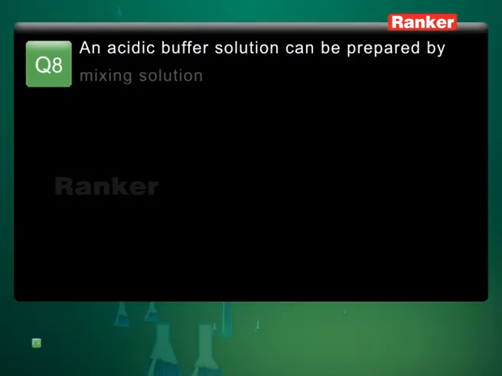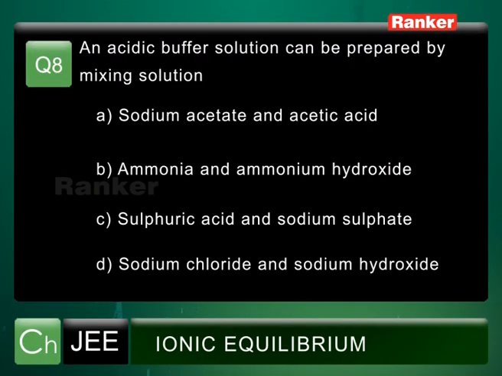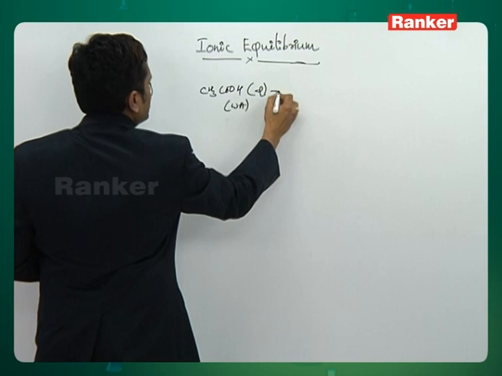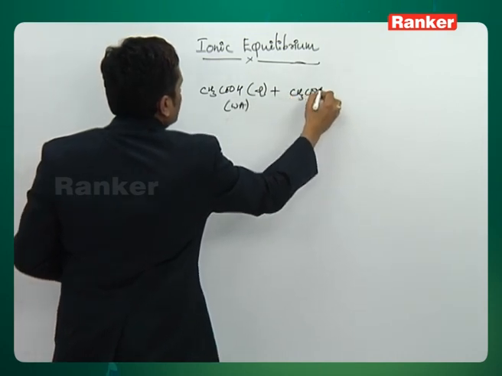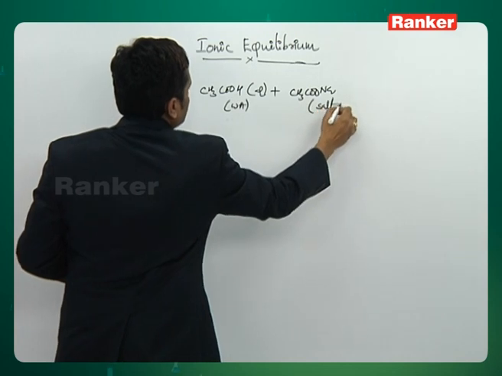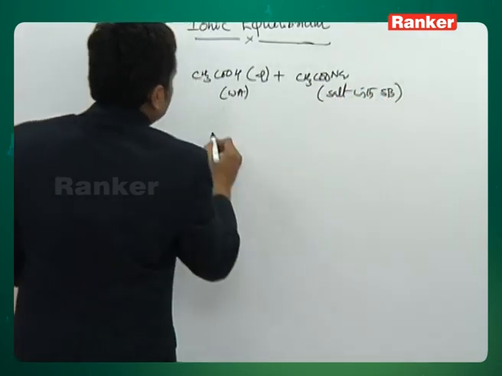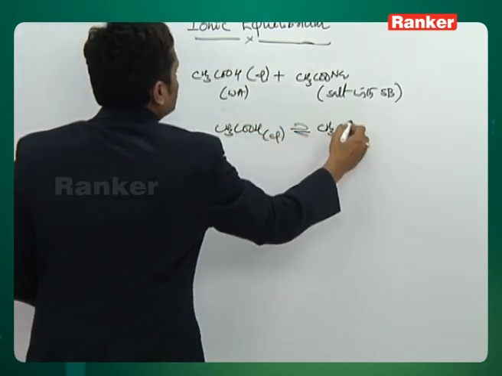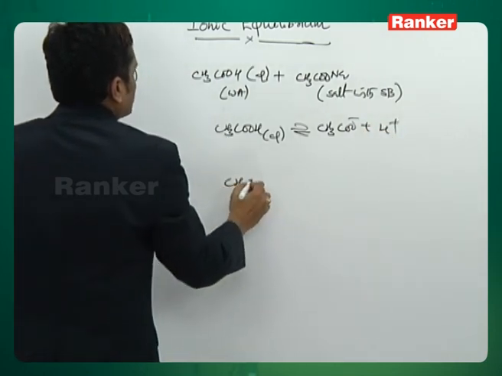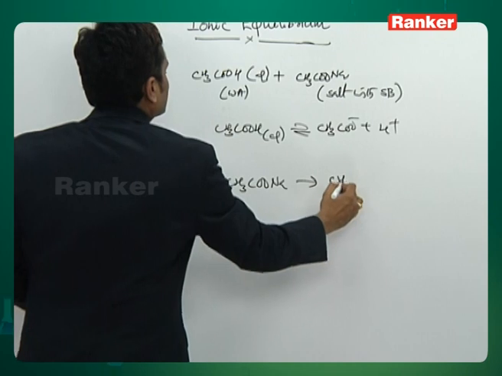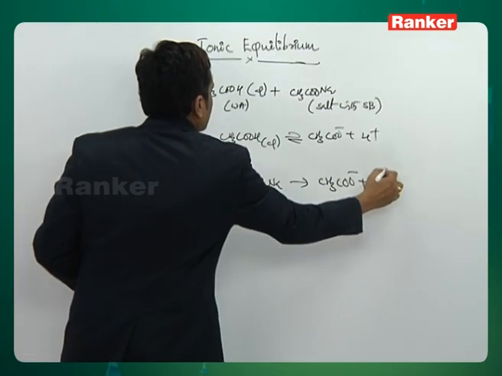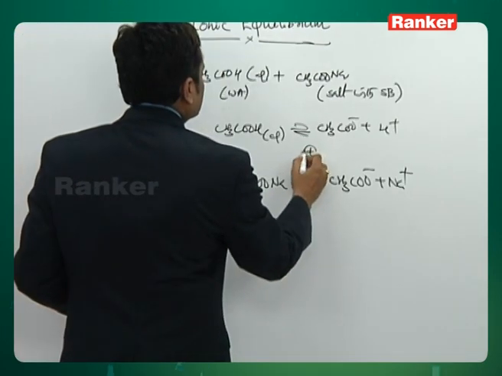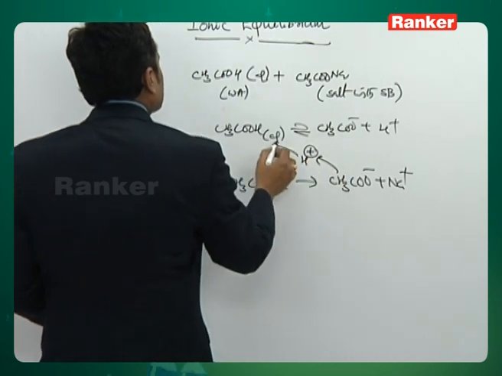An acidic buffer solution can be prepared by mixing the aqueous solution of a weak acid and its salt with a strong base. So here when you have taken this combination, this is going to dissociate feebly in water to give you the acetate and H plus ion, and sodium acetate being a strong electrolyte is going to dissociate completely to give you these two. Now when I am adding a small amount of H plus, it will shift this equilibrium by the consumption of acetate ion in the backward direction.